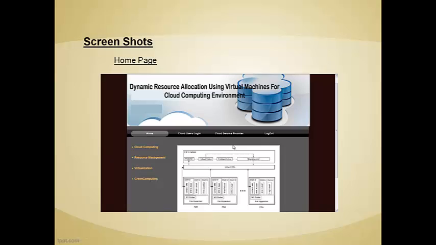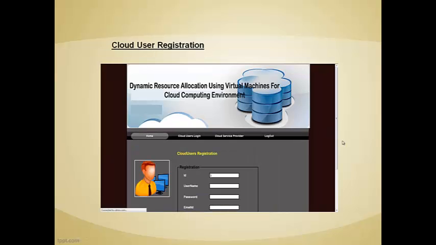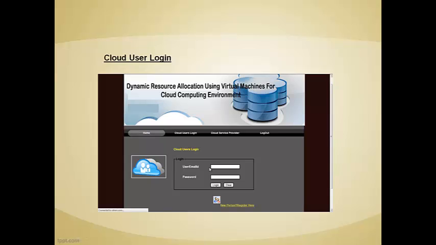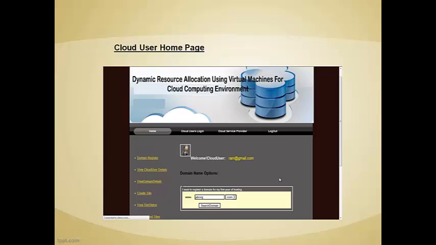This is the home page. We have two logins, one is cloud user login and another is cloud service provider. This is cloud user registration. If the user is new, he will be asked for registration. After registration, he can log in. He will have to provide the email ID and password. After login, he will be redirected to his home page, where he can register his domain, view cloud user details, view his domain details, create his sites, and also check his site status.